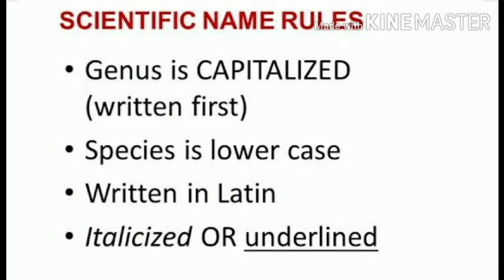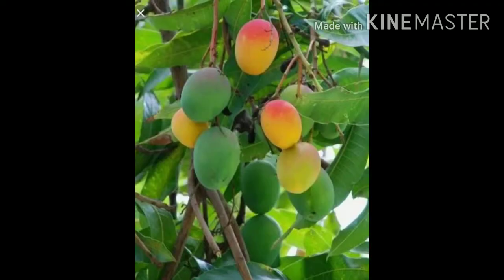Whenever a living organism is given a scientific name, it should be given in Latin. So we always use the Latin language to give scientific names. Next rule, whenever we type scientific names, we should italicize them, and when we write them, we should always underline them. Let's learn the scientific names of certain living organisms following binomial nomenclature.